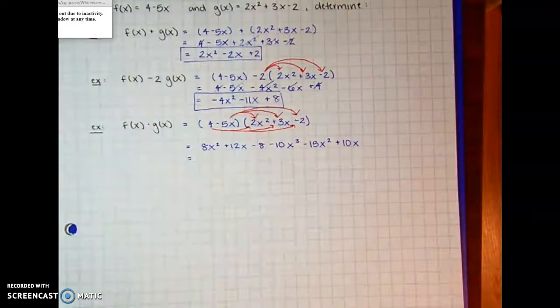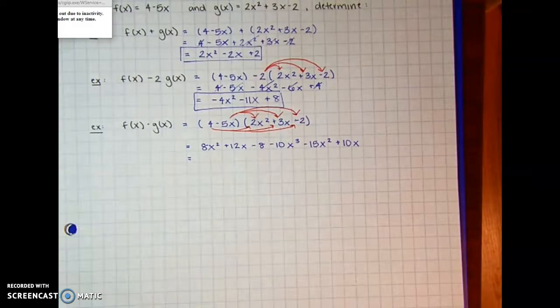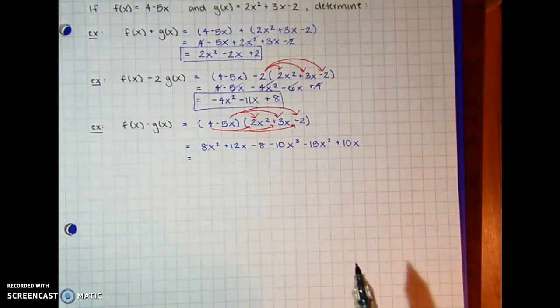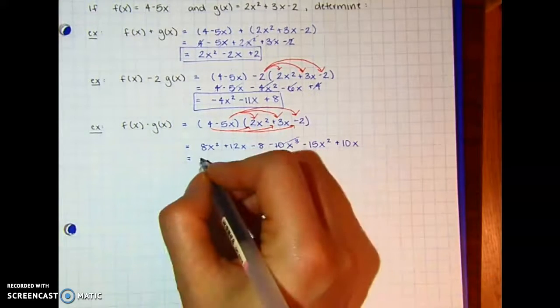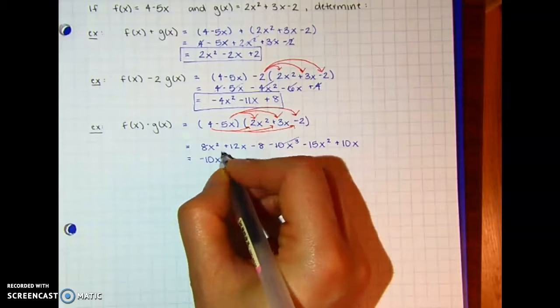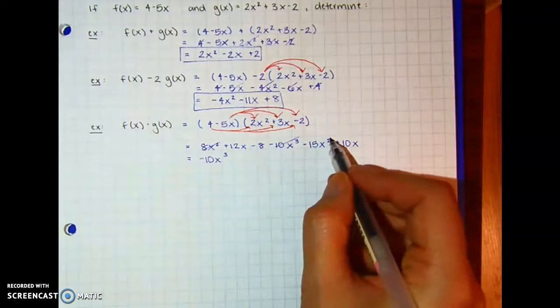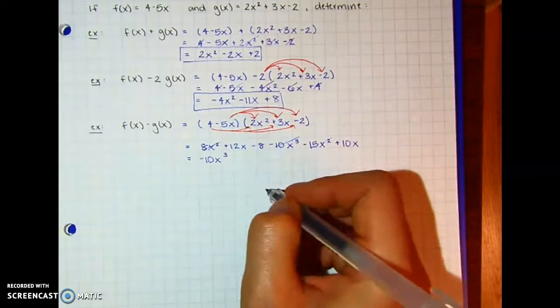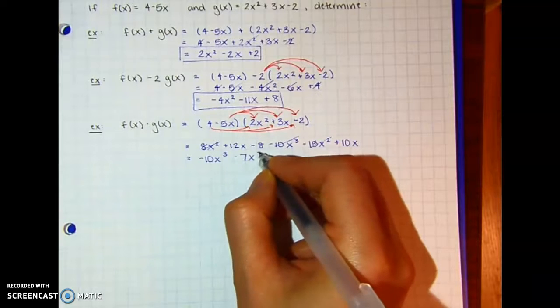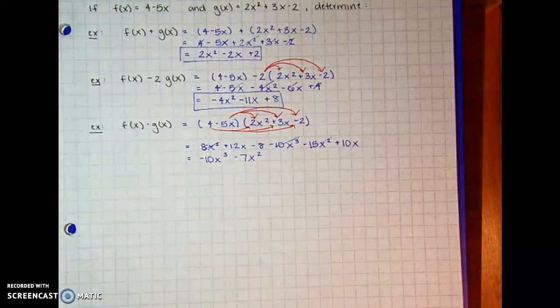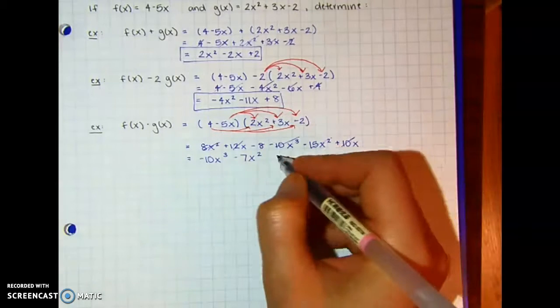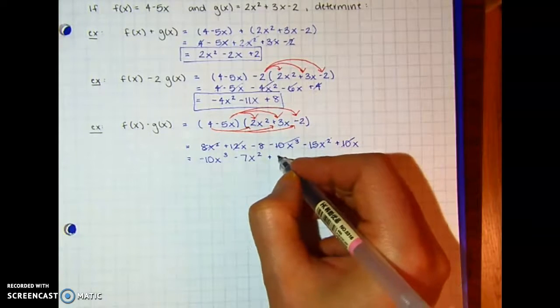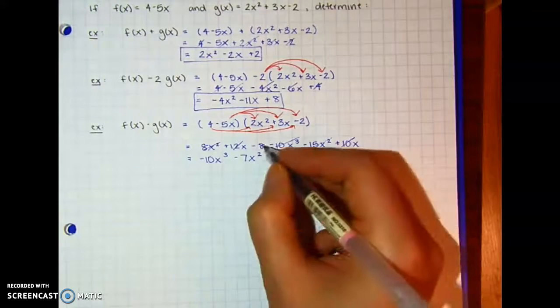Alright, and we rearrange and combine like terms. So our leading term will be cubed, right? Negative 10x cubed. And 8x squared minus 15x squared. Was that negative 7x squared? Then we have 12x and 10x, and they're both positive, so that'll be 22x. And I'm left with minus 8.